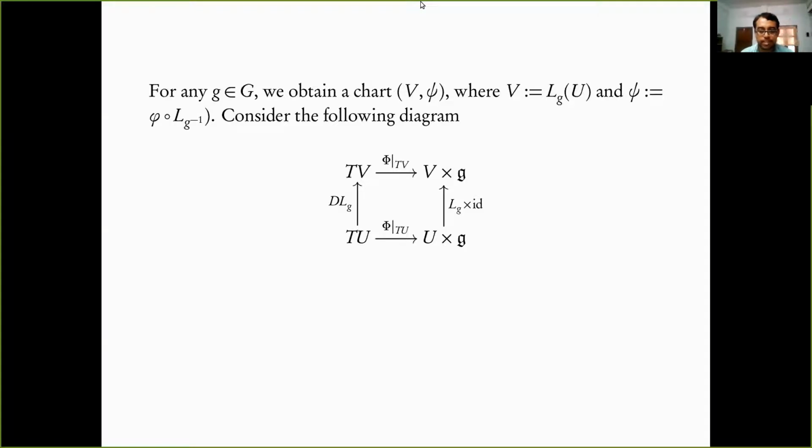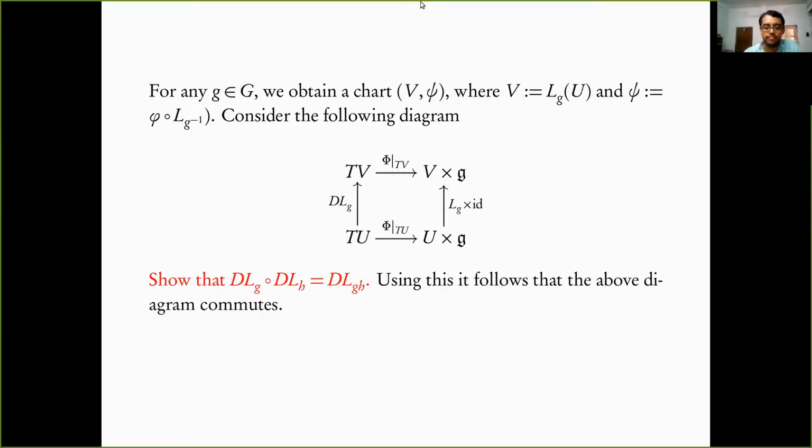Okay. So how do you show something like this commutes? Well, I'll leave it as an exercise, but it simply boils down to this following exercise: that you simply have to check that dL g composed dL h is d of L gh. So it's clear that L g composed L h is L gh because of how group elements multiply. You simply have to apply the chain rule and conclude that this is true. Okay, this is simply a one line chain rule applied to L g composed L h is L gh. But this is what you use to show that the diagram commutes. And I'll leave that as an exercise.